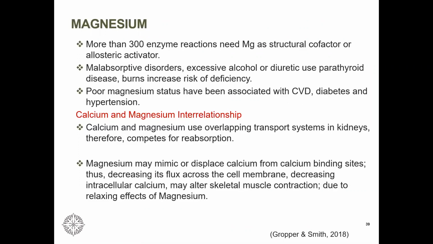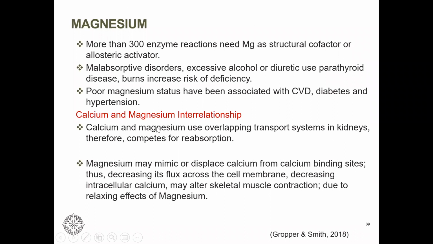Magnesium is very, very important. More than 300 enzymes need magnesium. People who are coming to us with muscle fatigue, muscle pain, think magnesium. People who are coming with depression, think magnesium, because it supports those neurotransmitters as well.